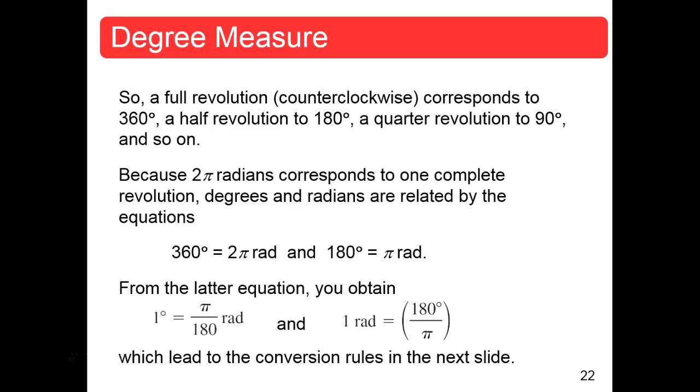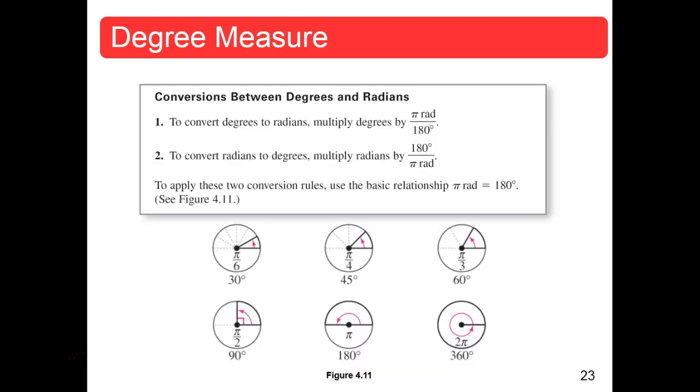Now they say, remember these. I don't like memorizing. Okay? So here's what I do. This leads to conversion rules in the next slide. I'm going to let you see how they do it, and then I'll tell you how I do it. Okay? So here are your conversion rules. But they're all based on 180 degrees is the same measure as pi radians. Okay? Remember that.